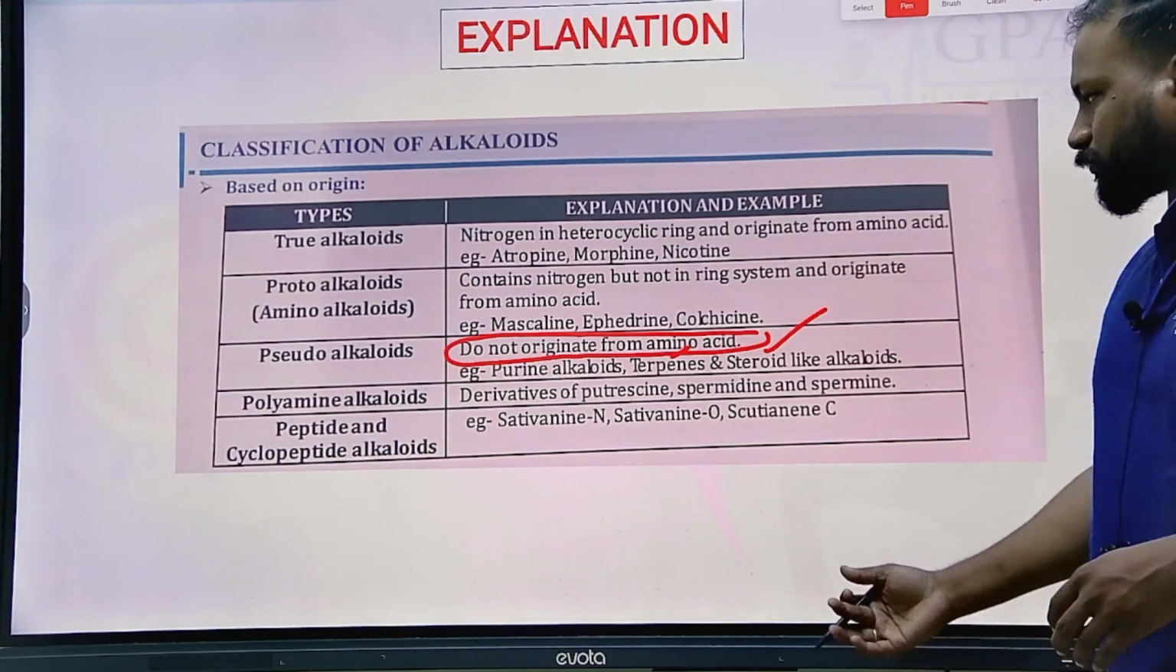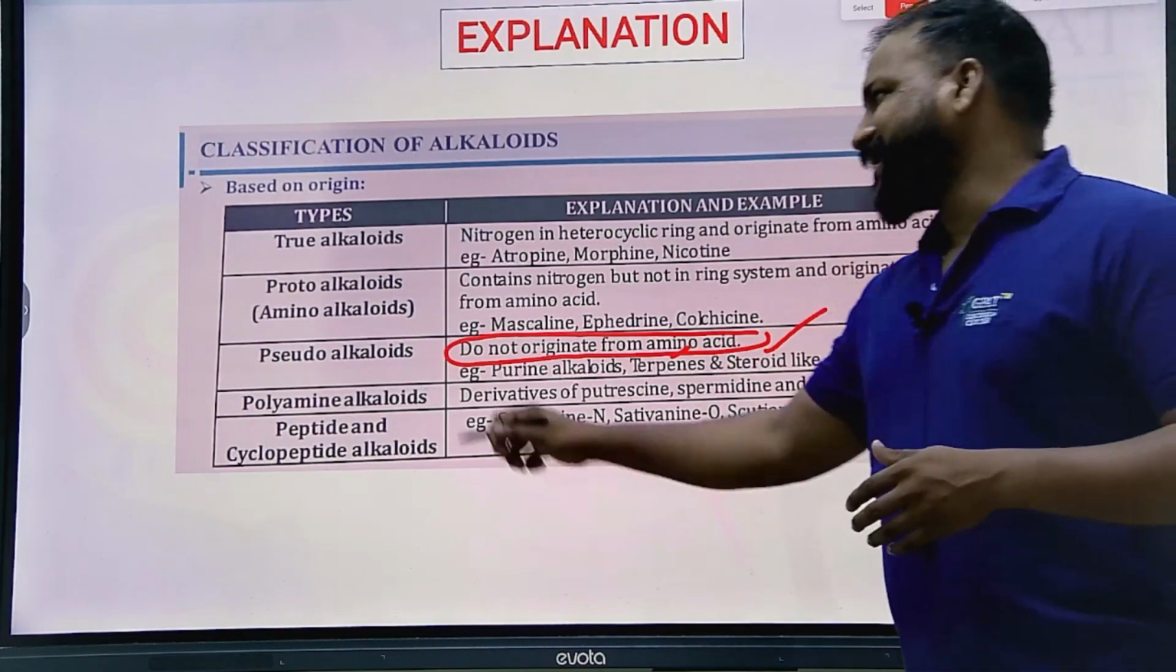Pseudo-alkaloids. Proto-alkaloids are also known as amino alkaloids.